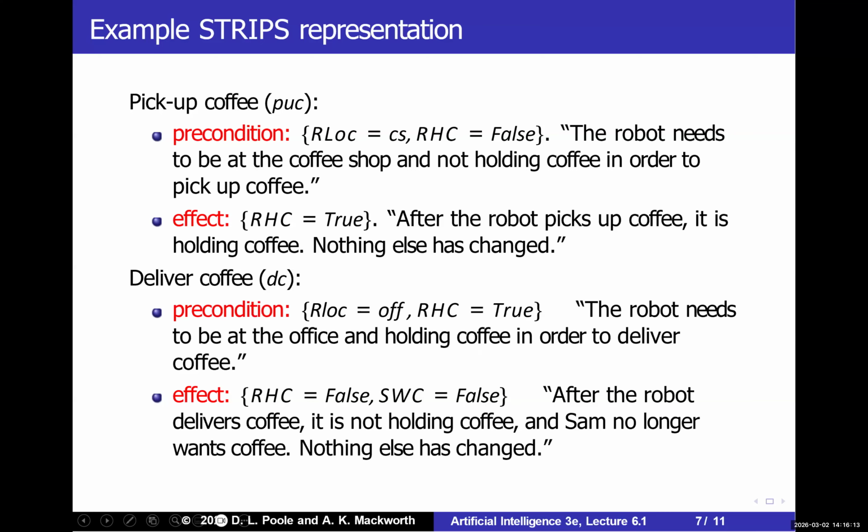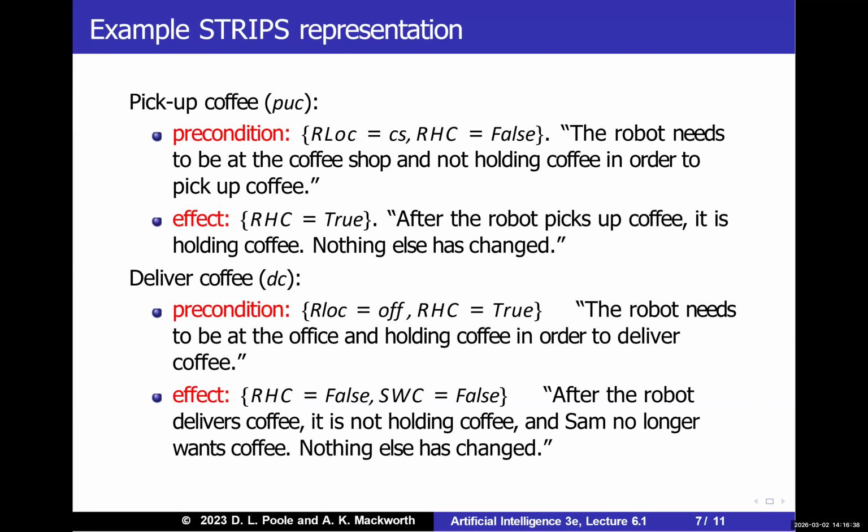So let's look at a concrete example using the delivery robot. If the robot wants to pick up coffee, it must be at the coffee shop and it must not already be holding coffee. So those are the preconditions. The effect of the action is that the robot now has coffee. Everything else about the world remains unchanged.